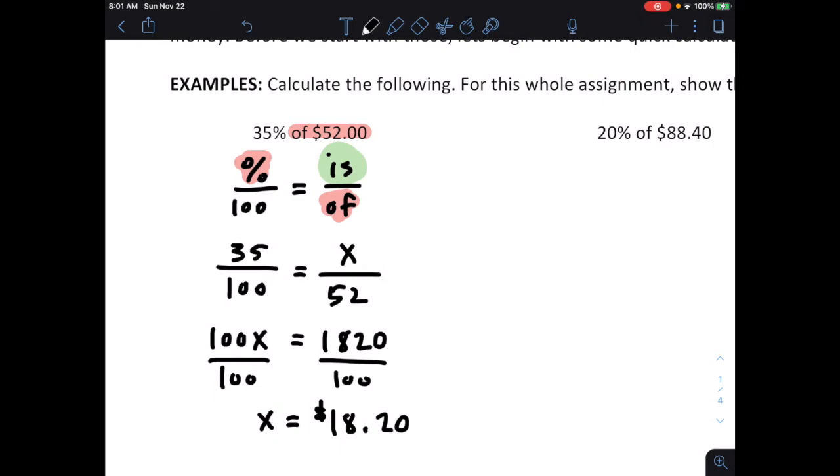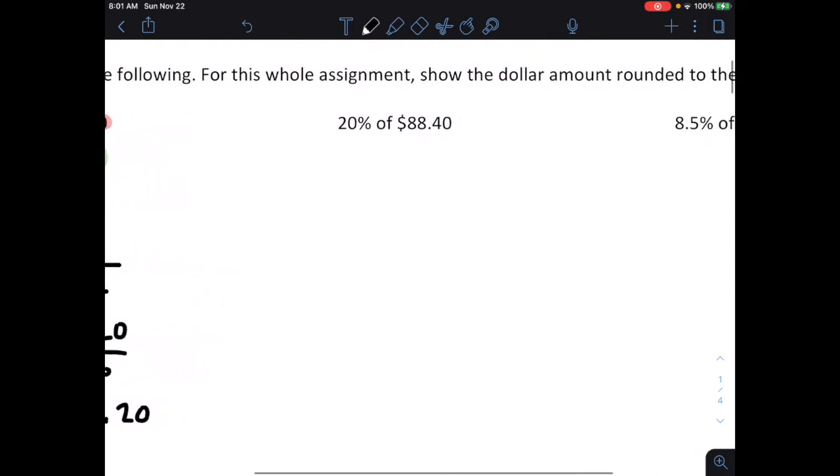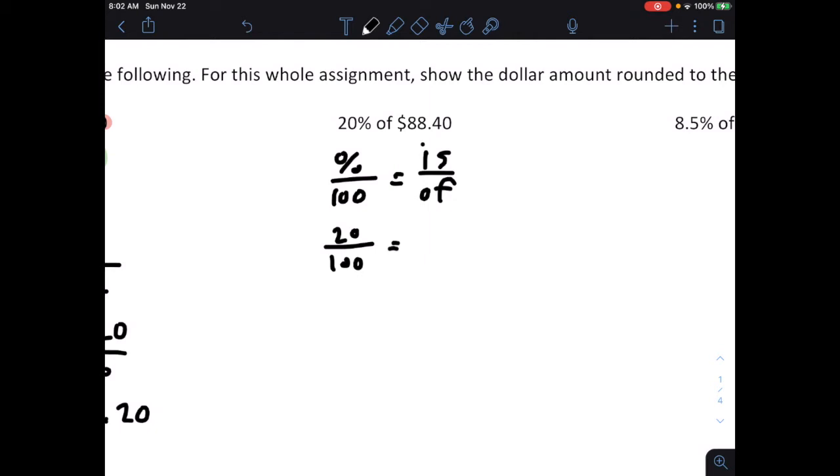Okay, let's do another one. Again, we're going to do the is over of, percent over 100 thing. And we're going to get to the point where maybe you start to see another method that you could use to do this. If you see another method or know of another method, I am totally fine with you doing that as long as you continue to get the same answer. So here we have 20 over 100 is equal to x over $88.40. So now we're dealing with $88.40. That's something that we can cross multiply now.